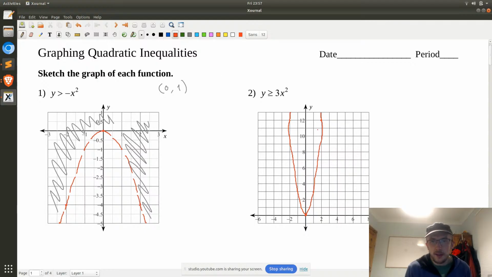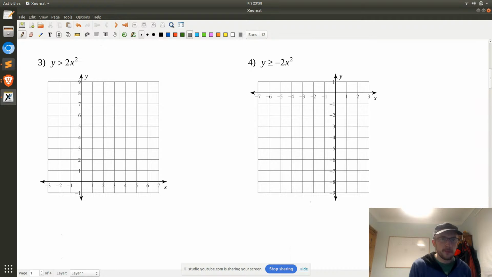Okay, now to test the points. So I could go with 0, 8, for example. Wait, did I do that right? Uh-oh. Pretty sure I did that right. Oh, yeah, I remember now. Okay, so yes, it'll be inside here. Okay.